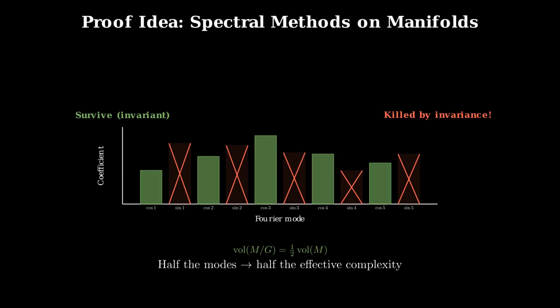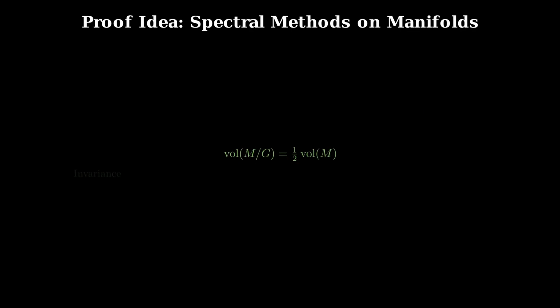In our framework, this corresponds to vol of M mod G equals 1/2 times vol of M. The key insight: fewer surviving Fourier modes means the invariant function class is smaller. Kernel ridge regression over a smaller class needs fewer samples to achieve the same error. This is where the sample complexity gain comes from.